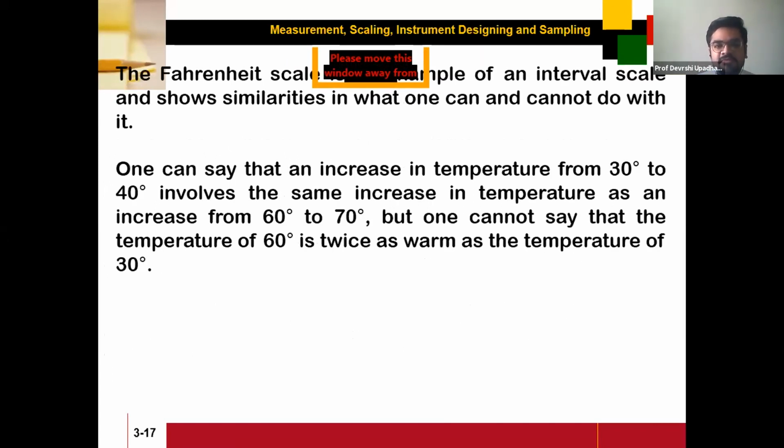Let's see how, with the Fahrenheit scale, an example of an interval scale, which shows similarities in what one can and cannot do with it. One can say that an increase in temperature from 30 degrees to 40 degrees involves the same increase as an increase from 60 degrees to 70 degrees. But one cannot say that a temperature of 60 degrees is twice as warm as a temperature of 30 degrees. One more example: this summer India has very scorching heat. If I just need to measure the temperature today, or see what the temperature is outside right now.